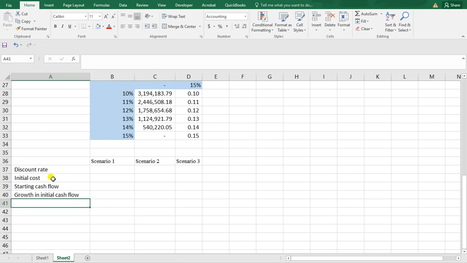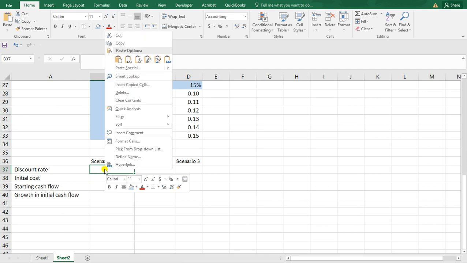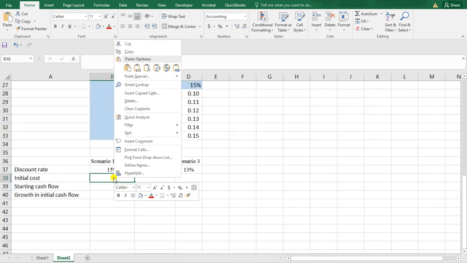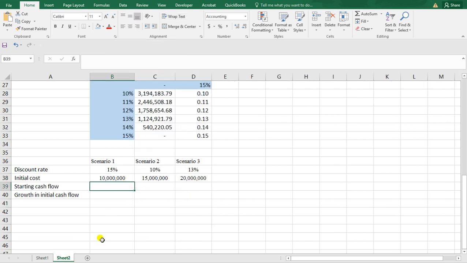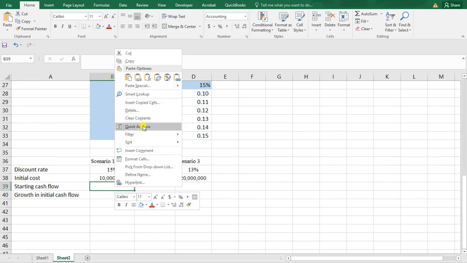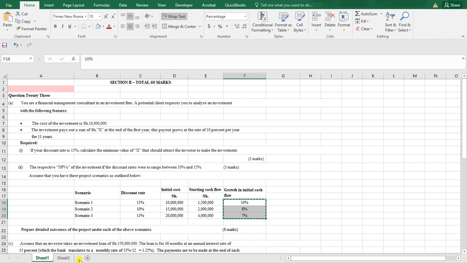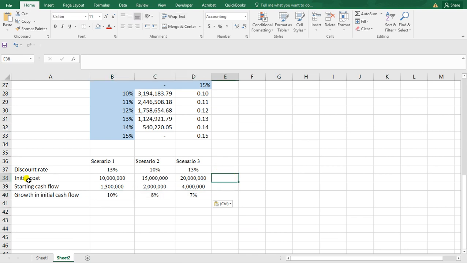So basically these are scenarios that you're having. So in this case, this was our discount rate, initial cost, we're having our starting cash flows, and we're having our growth rate. So basically these are the details that you're having, right?